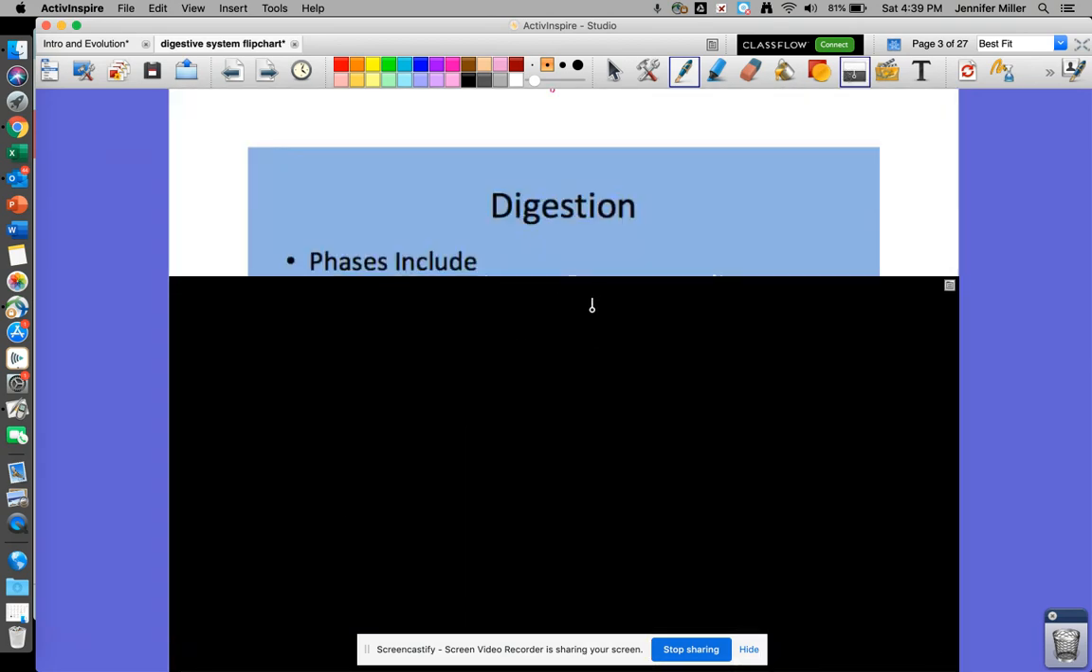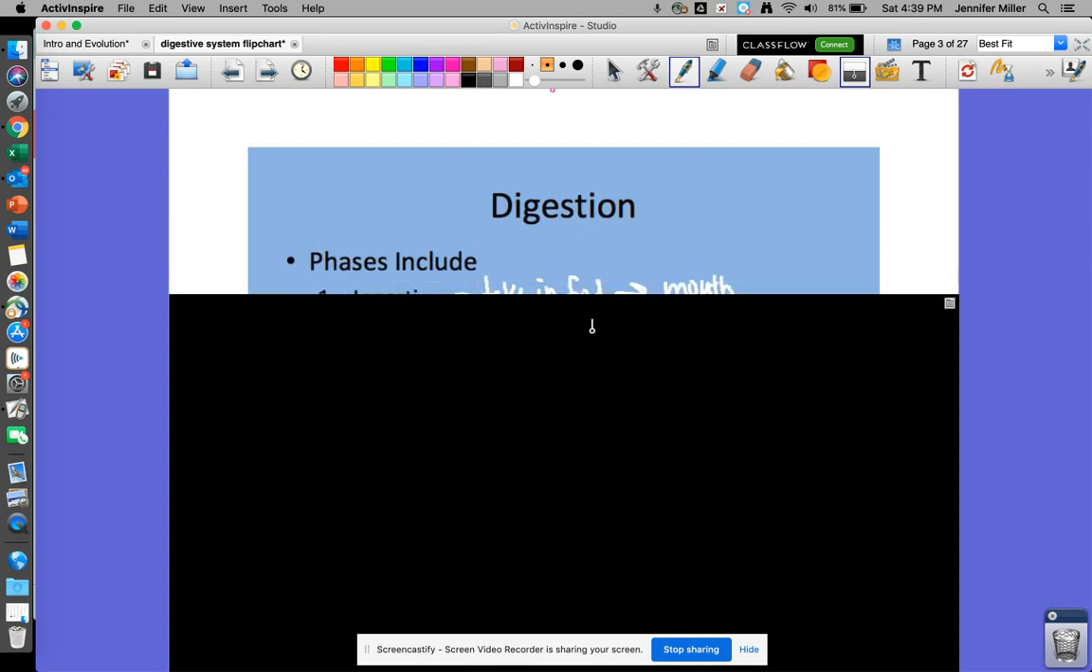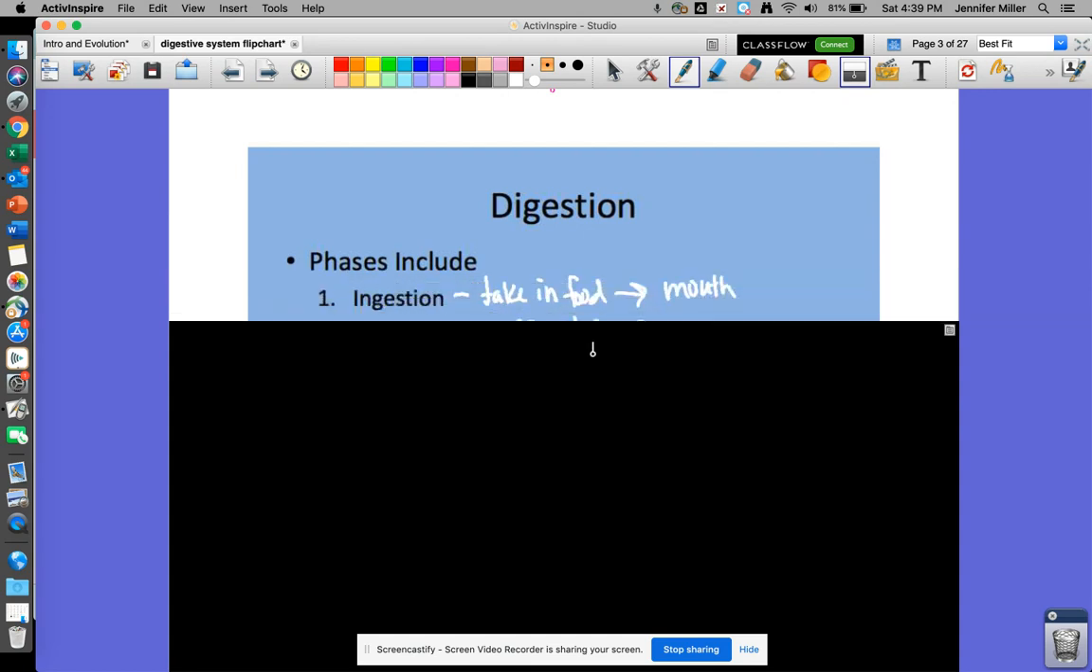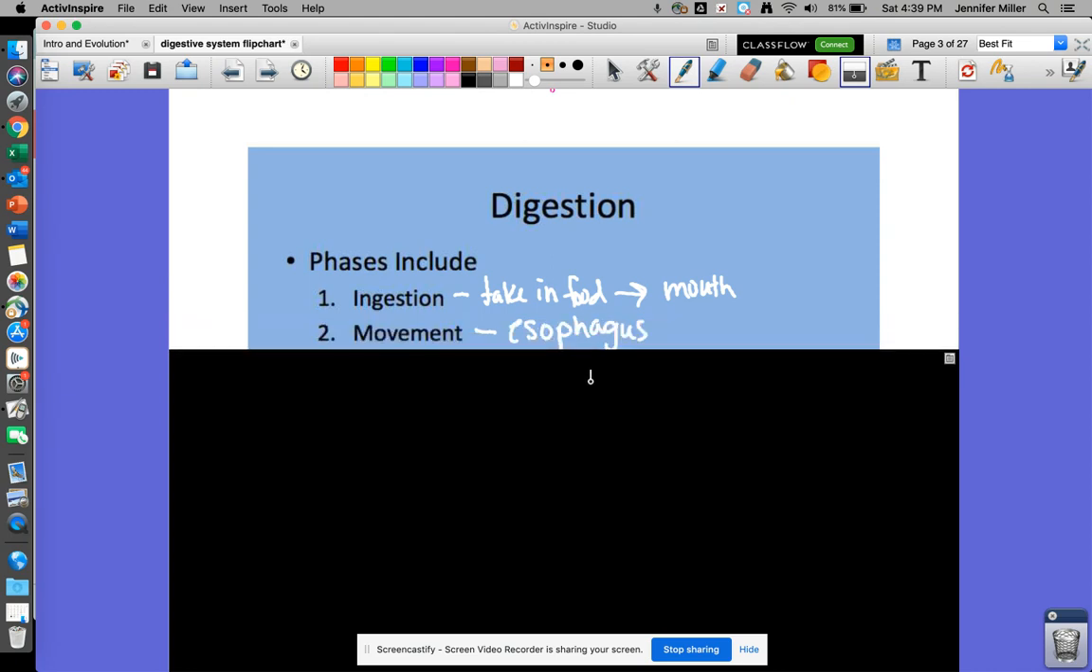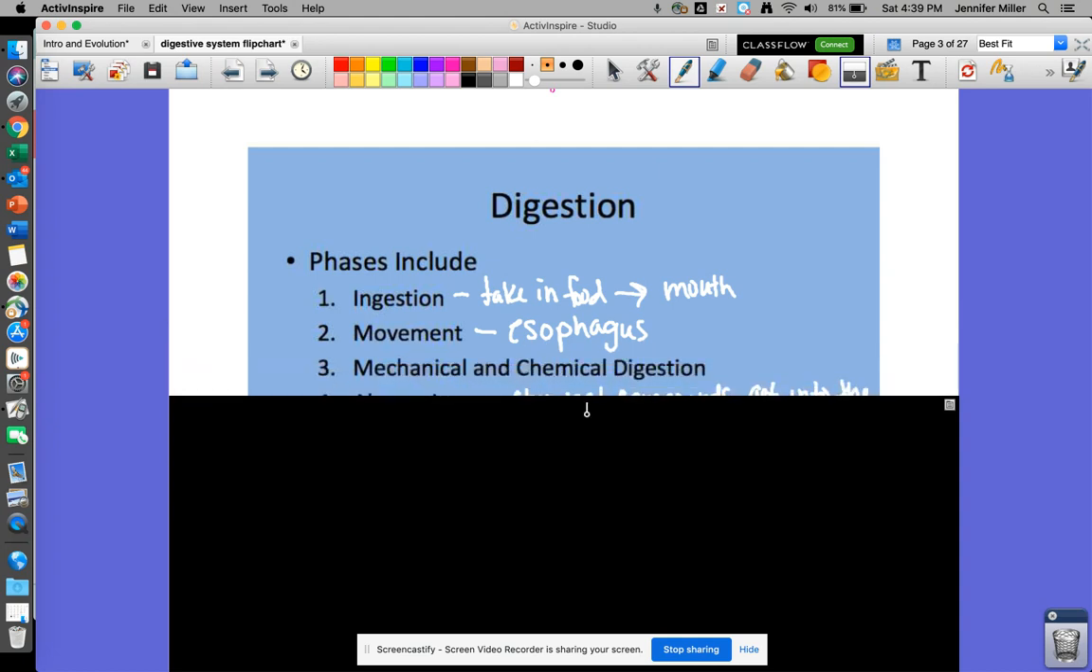All right, there are several phases in digestion. The first one is called ingestion, where you take in food. This is typically in the mouth. There's movement that is mostly in the esophagus, but there can be movement that occurs through the stomach and intestines. Mechanical and chemical digestion, we're going to talk about that in a little bit. There's two types of digestion.